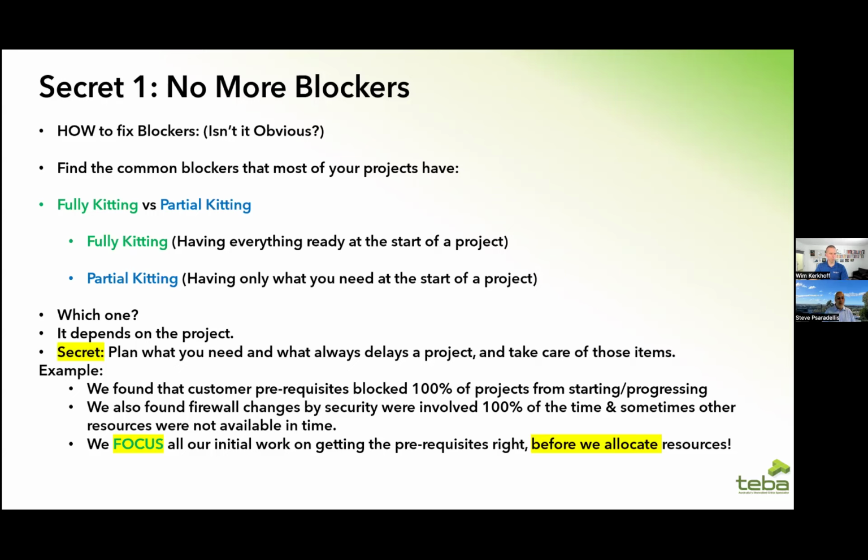So your blocker might be something different. Find what your major blocker is, whether that happens 100% of the time or 80% of the time. Find the major one and put in a process to eliminate the blocker before you start scheduling projects.